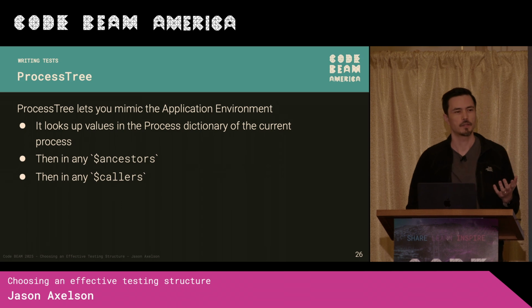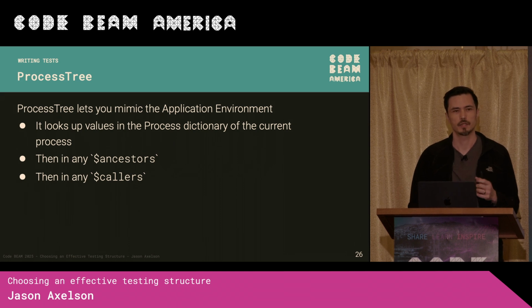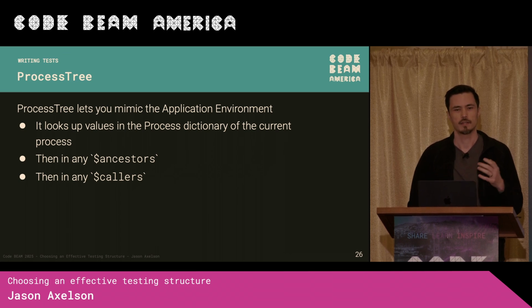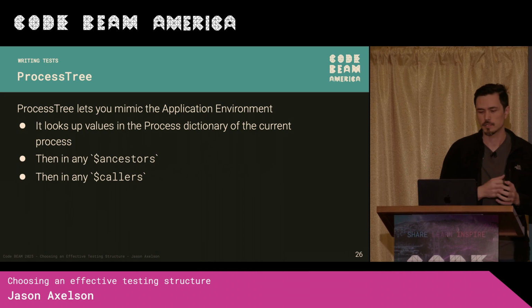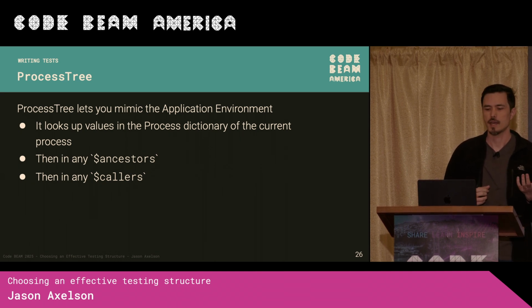It looks up values in the process dictionary of the current process, and that works extremely well for testing because every test runs in a separate process. So when one test finishes, that process dies, and a new process is spun up for the next test. And if Process Tree doesn't find the value it's looking for in the process dictionary of whatever the current process is, it'll look it up in any ancestors and any callers. So if you're spawning a task or anything like that, Process Tree will be able to find the value that you've injected into your test in 95% of the cases, depending on your code.